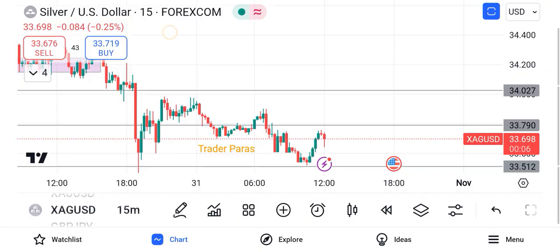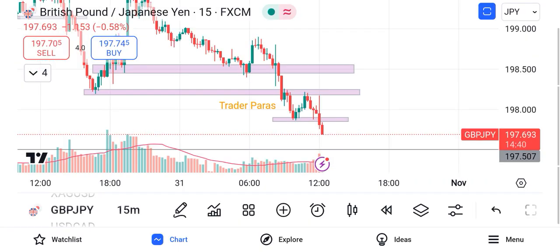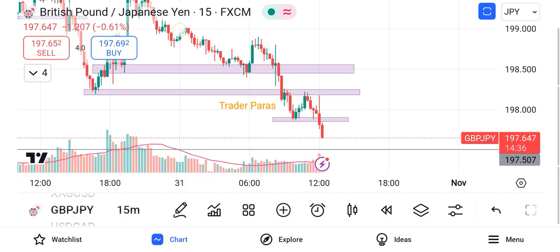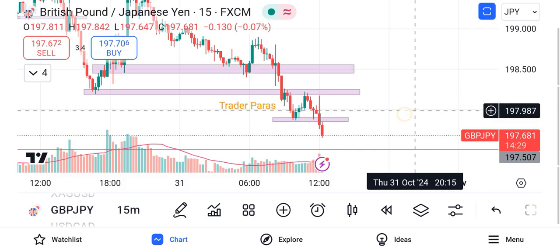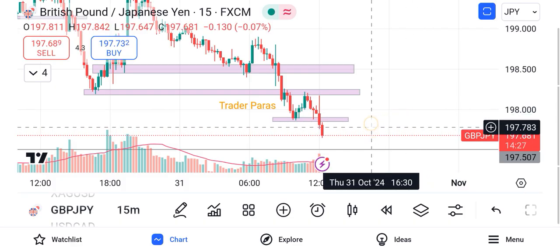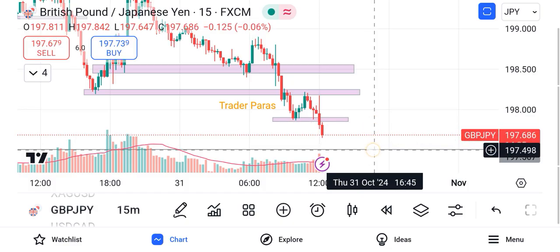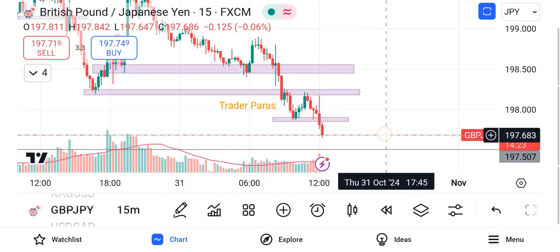You can see this is Great British Pound, Japanese Yen, 15-minute time frame. You can see this is breakout this level and first target is this.